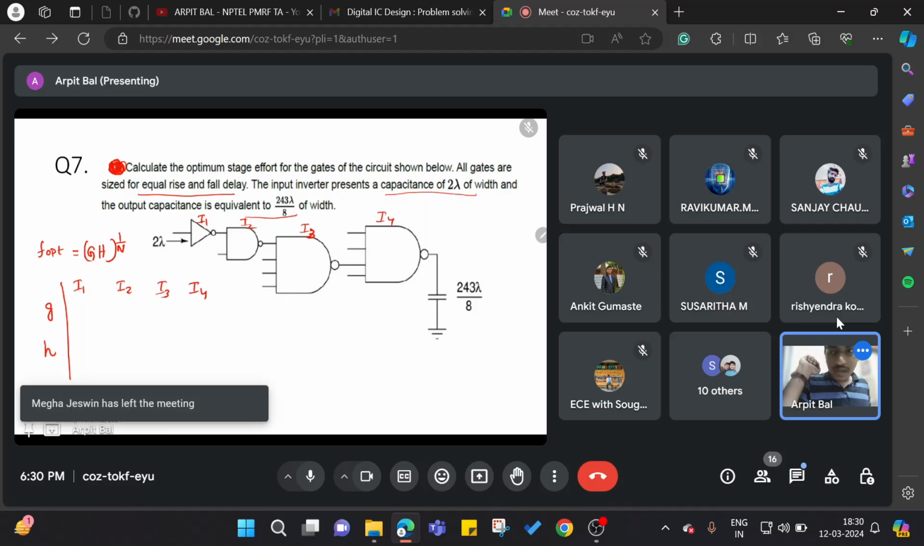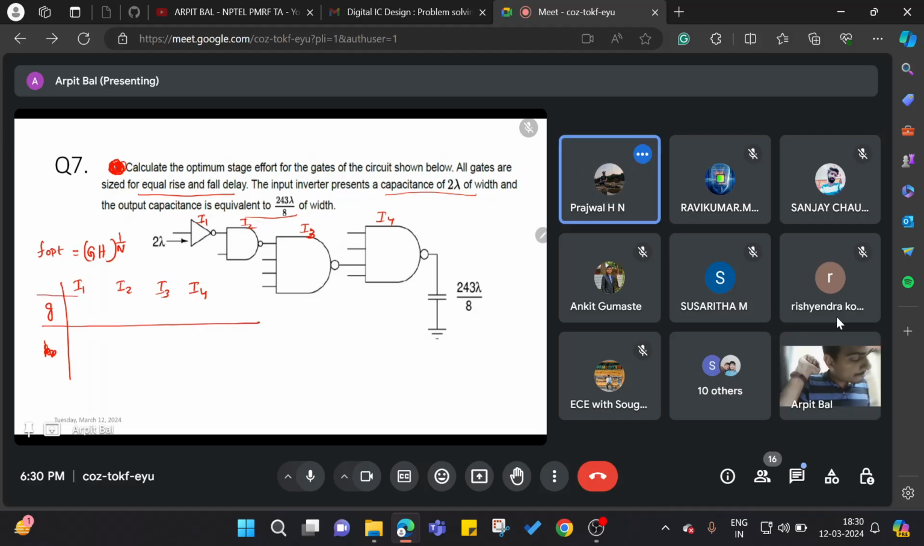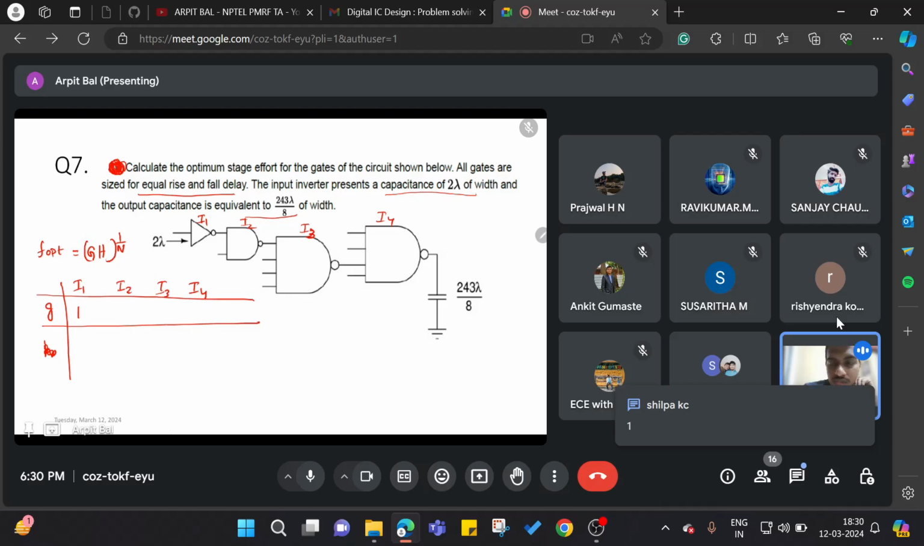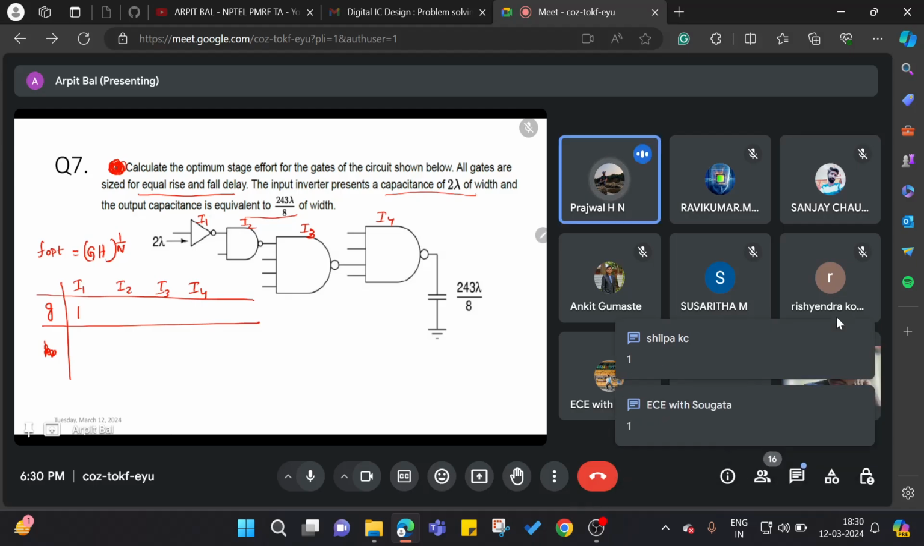Okay, we don't need H for this one. Is the answer 3? Let's see, I haven't done the complete calculation. So let's start it gate by gate. Can someone tell me what is the G for I1? 1. For I2? 4 by 3.